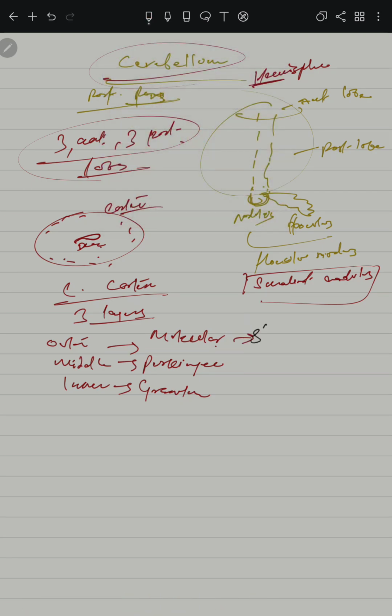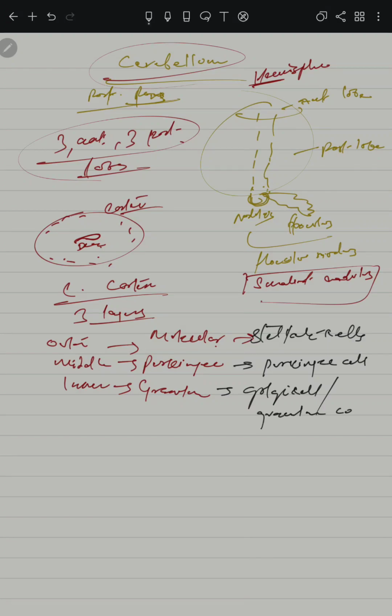The outer layer contains stellate cells, the middle Purkinje layer contains Purkinje cells, and the granular layer contains Golgi cells and granular cells. This is the cortex. There are also, as I said, the deep nuclei.